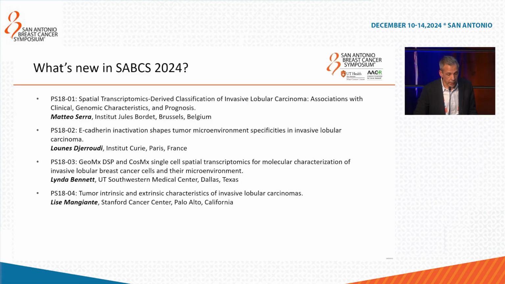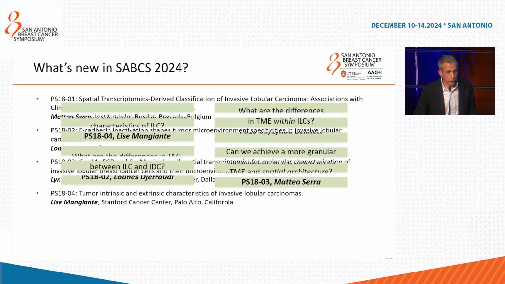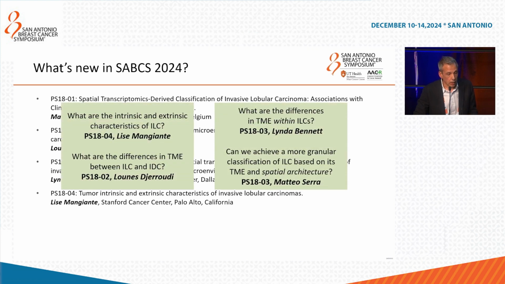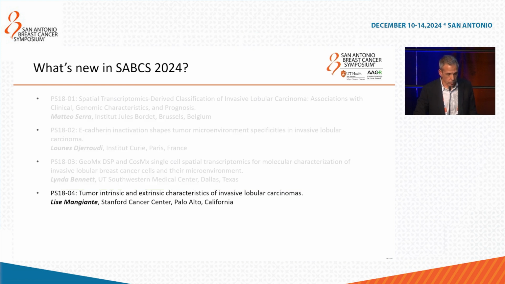We have 4 very interesting abstracts. The question that the first two abstracts tried to address is: what are the intrinsic and extrinsic characteristics of lobular breast cancer compared to ductal carcinomas, and what is the difference in terms of tumor microenvironment between lobulars versus ductals. And for the other two abstracts, we're now focusing within the lobulars. Are there any differences within the lobulars that are associated with a different prognostication, etc. I will come to that in more detail.